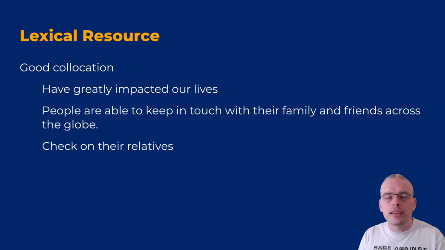So there are some examples of good collocation in this essay. Have greatly impacted our lives. Greatly impacted is a really good example of words that go together. People are able to keep in touch with their family and friends across the globe. Keep in touch with family and friends, those words definitely go together. Across the globe definitely goes together. It sounds a bit weird to say all over the globe. It makes sense, but we don't usually put those words together. So that's a really good example. Check on their relatives. Check on and relatives, really good collocation. So there are some really good examples of this in this essay.